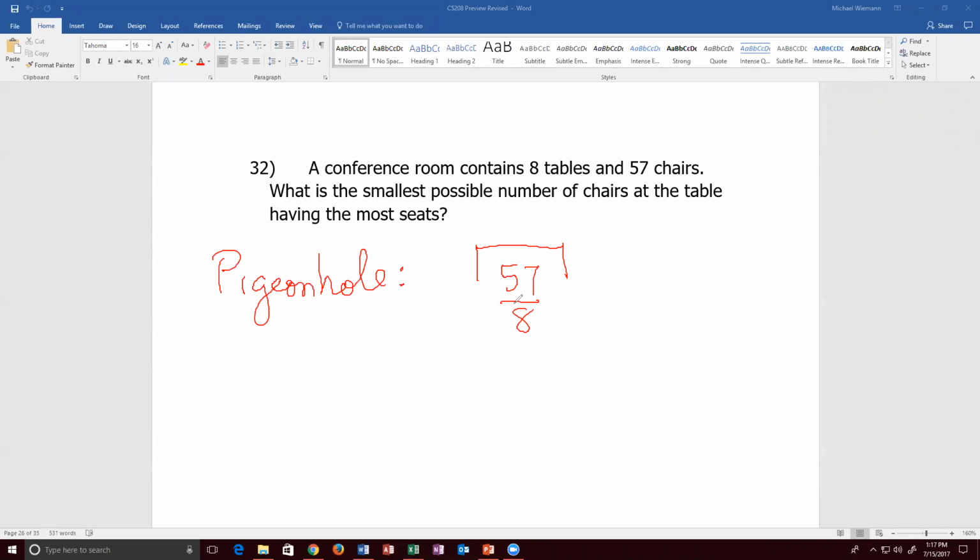Well, this is going to be 8 goes into 57, 7 point something, whatever it ends up as on the calculator. But if I apply the ceiling, we end up having to go to the right. And that was discussed earlier in the video. Ceiling function, you move to the right in terms of the number line. So we end up with 8 as our correct answer to problem number 32.